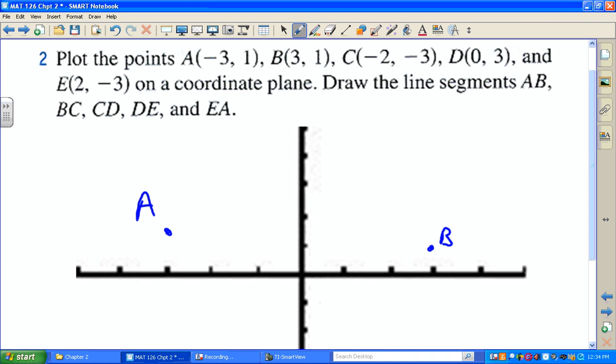There we go. Perfect. C is -2, -3. And D is 0, 3. 1, 2, 3. Does that look right? E, 2, -3. Holy cow.